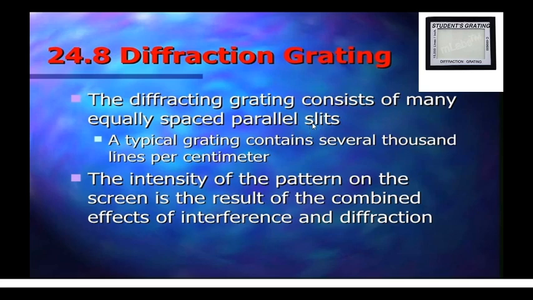These slits are formed by cutting the glass plate with the lines. A typical grating contains several thousand lines per centimeter. Here you can see 15,000 lines per centimeter in this grating. So this grating consists of a large number of slits which helps in the diffraction of light. And due to the combined process of diffraction and interference, we can see the pattern on the screen. The intensity of the pattern on the screen is the result of the combined effects of interference and diffraction.